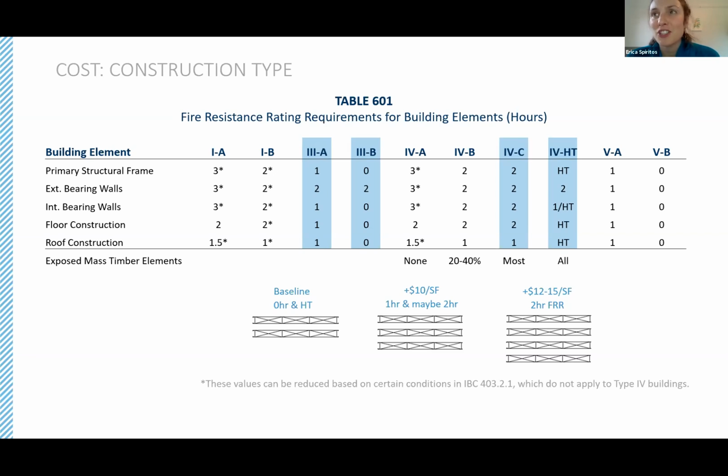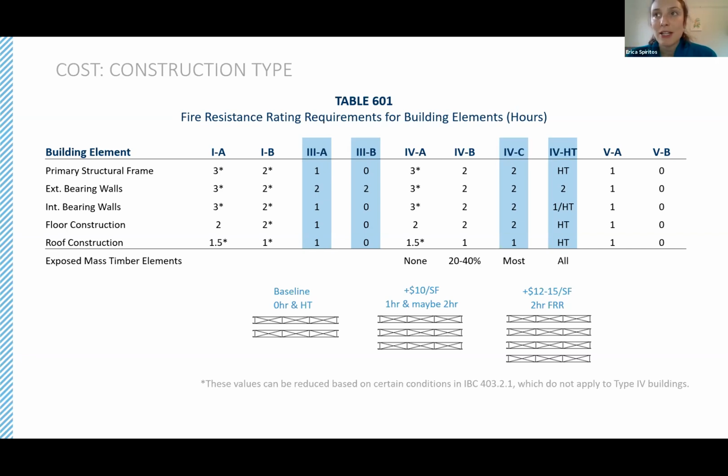So the methodology actually leads to different sizes of the glulam beams and columns, for example, or different thicknesses in the CLT panels that are required to achieve that rating, that 1-hour rating in the case of the type 3A building, or that kind of heavy timber fire rating, which is assumed 1 hour, but just calculated really differently.